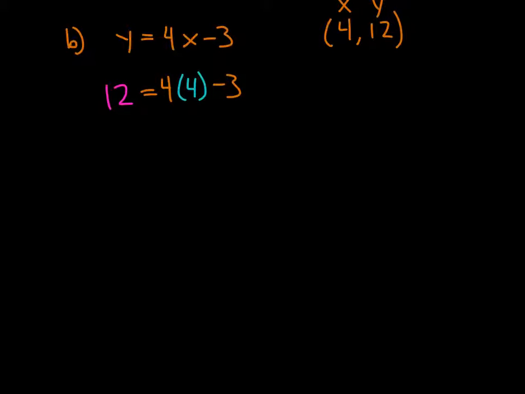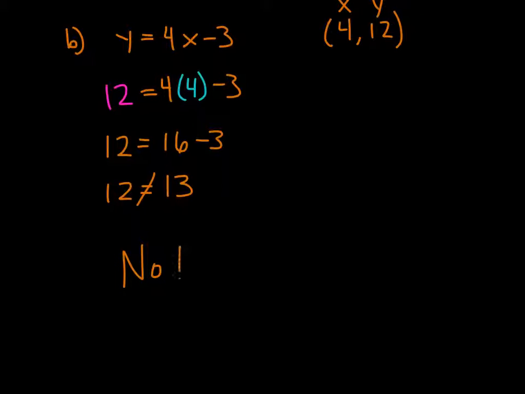Order of operations tells me to leave my 12 equals, and to do multiplication or division first. 4 times 4 happens to be 16. And now I have to subtract my 3 from it. So my next step down, 12 equals 16 minus 3 is 13. Well, we should recognize that 12 does not equal 13. So my answer is no. It is not a solution. 4, 12 as an ordered pair is not a solution for y equals 4x minus 3.